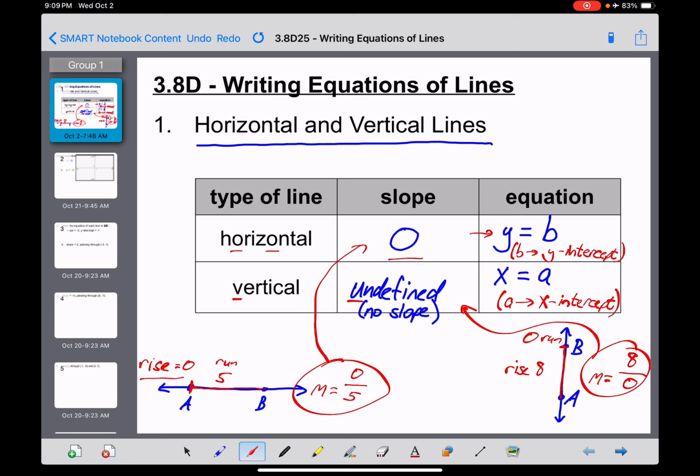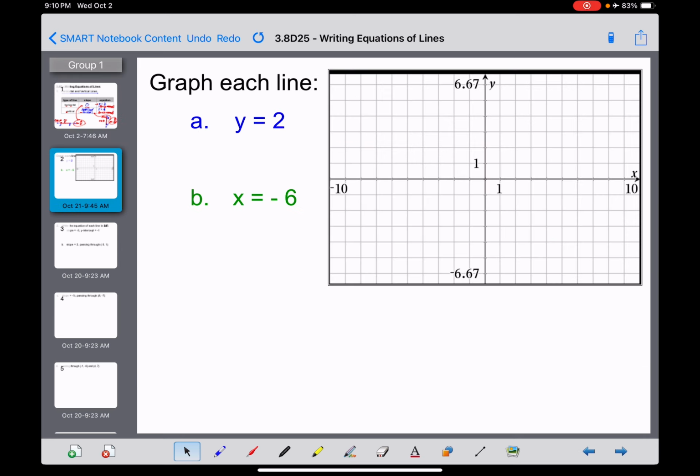But before we do, I just want to make sure that everybody has this table here written down in their notes, because this is pretty good information to make sure that we have committed to memory pretty soon. In a horizontal line, your slope is 0, and your equation is y equals some number, your y-intercept b. And in a vertical line, the slope is undefined, or we would say it has no slope. And the equation of a vertical line is going to be x equals some constant, and that constant a is your x-intercept.